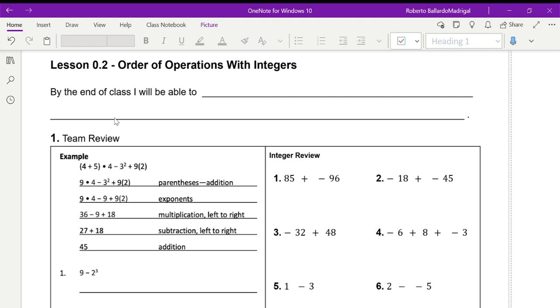Right, so today the lesson is going to be order of operations with integers. We're going to continue practicing the same topics that we talked about on Monday. We are going to be looking at more of those multi-step equations though.